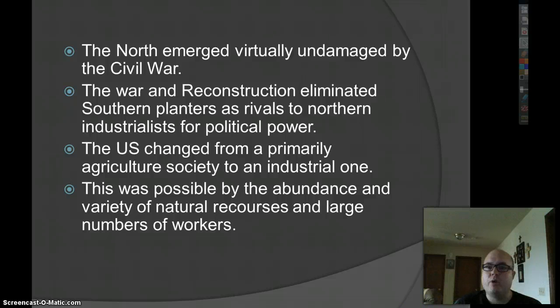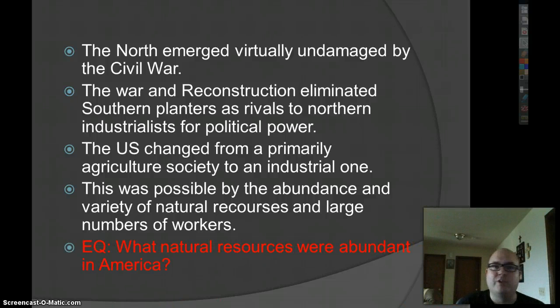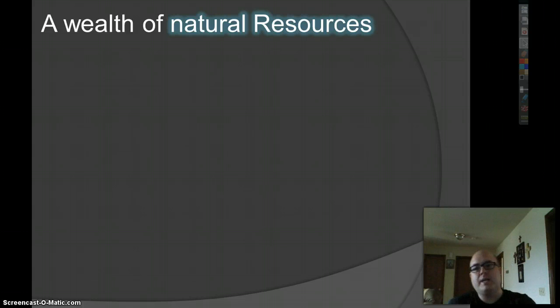So after the Civil War, we know the North pretty much was undamaged because most of the war took place in the South. And we all remember, talk about Reconstruction, how we reconstruct the South. Now, the Southern planters are now no longer rivals to North industries. Now, industry can just take off. Alright, remember the New South? We're trying to make it more industrial. And so, the United States is going to be united by industry. Alright, so with immigration, large labor pool, and the variety of natural resources, that is how we're going to do that. Alright, first up, natural resources.